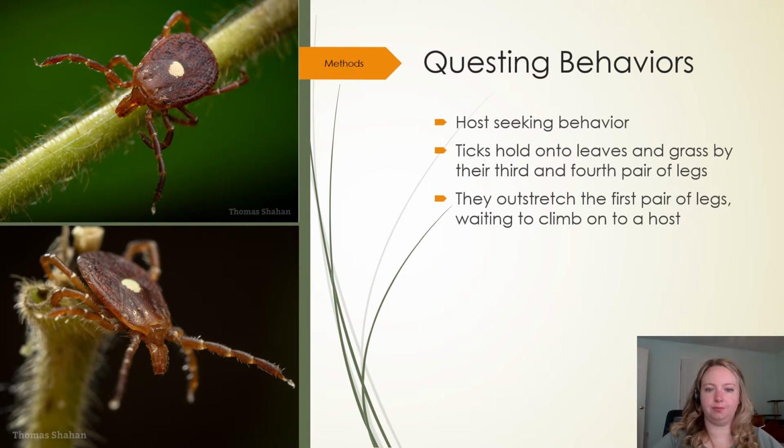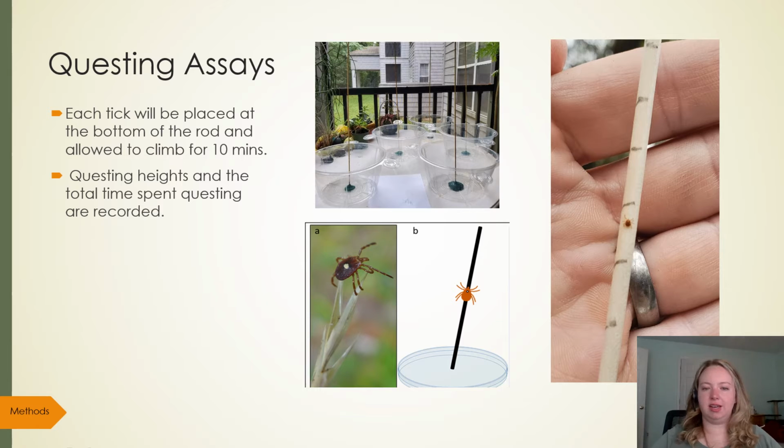a blood meal. I conduct all questing assays in an outdoor controlled environment within a questing arena, which is a see-through planter container with a wooden dowel held by putty in the middle. Each tick is placed at the bottom of the rod and is given 10 minutes to quest. Questing heights and durations are recorded throughout this 10-minute session.